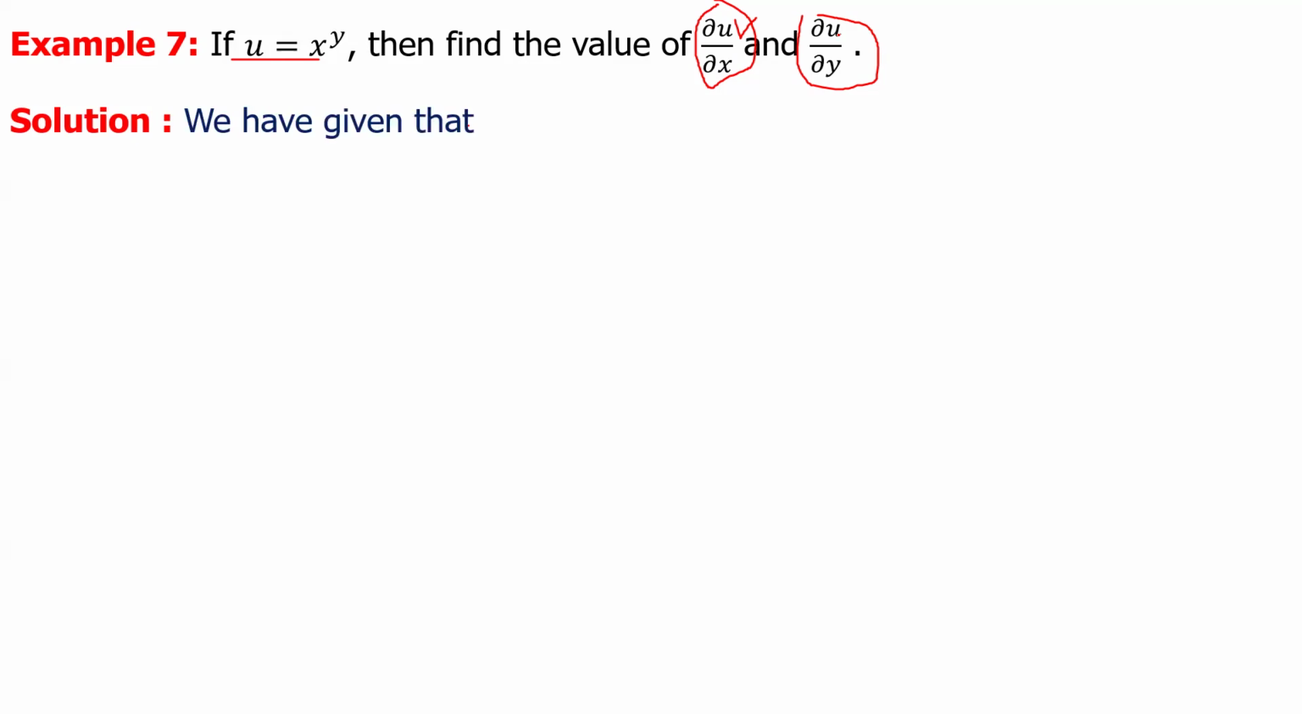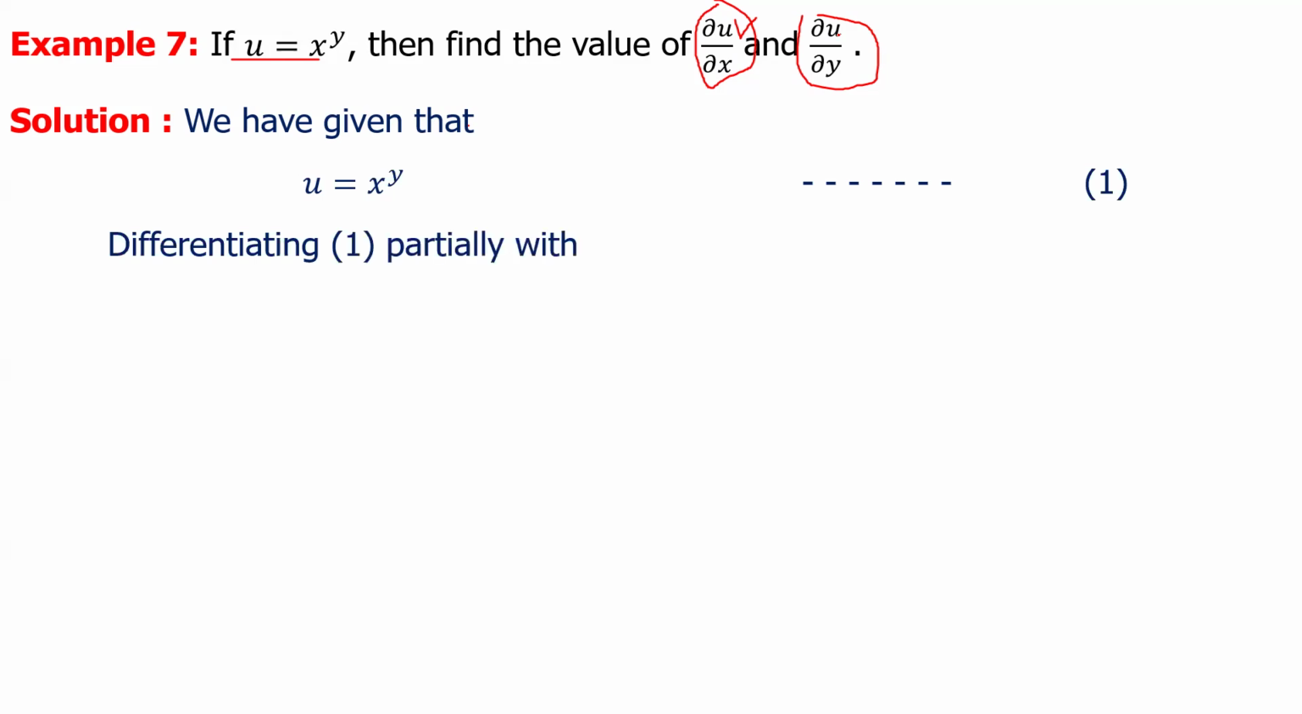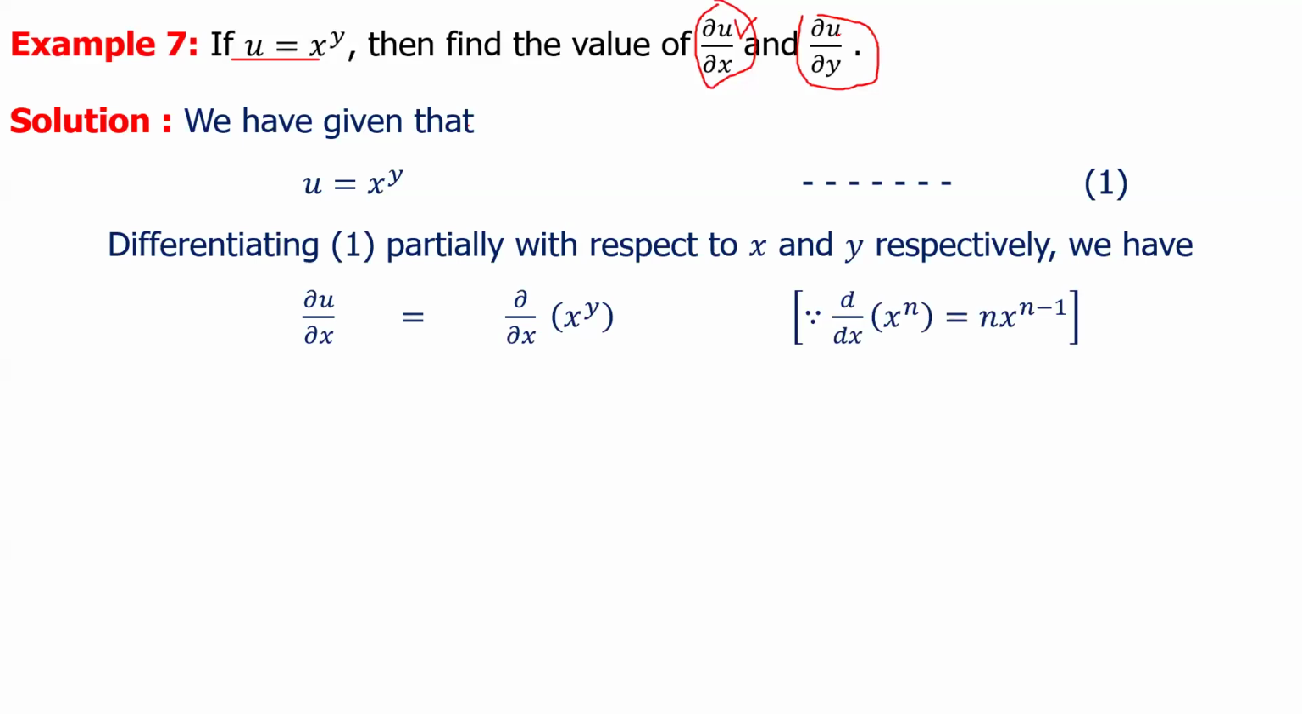We have given that u is equal to x to the power y. Let us take, this is equation number 1. Differentiating 1 partially with respect to x and y respectively, we have partial derivative of u with respect to x. So u is equal to x to the power y. Now here x is variable and y is constant. So we can apply this formula.